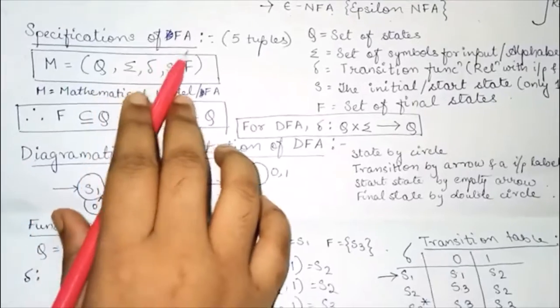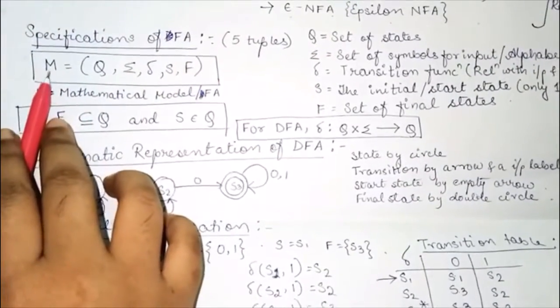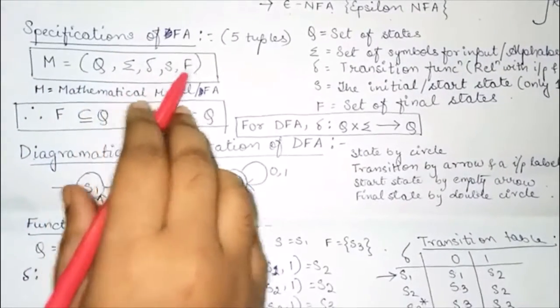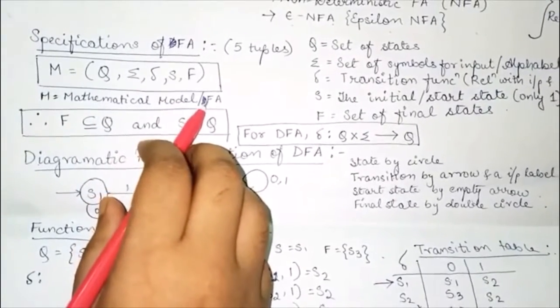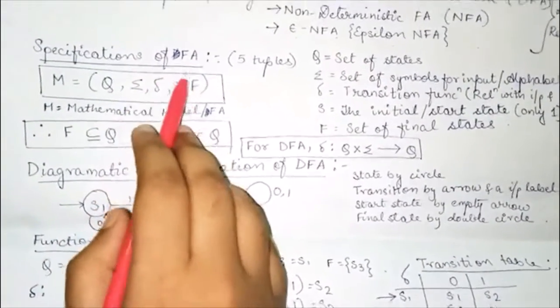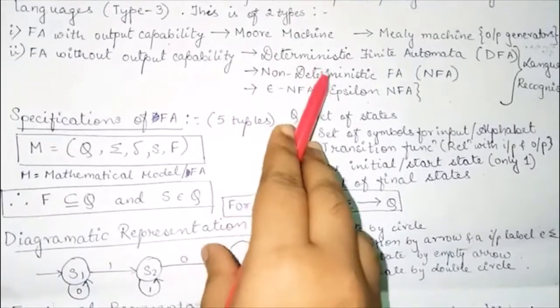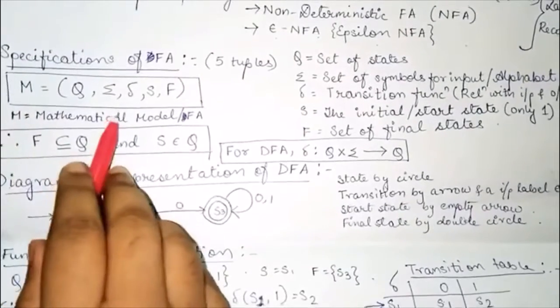So specifications of finite automata, we have here 5 tuples. M equals Q, sigma, del, S and F. M is the mathematical model or the finite automata. This is for the finite automata as a whole in general. Later we will get to know about DFA, NFA and all in particular. M is the finite automata.